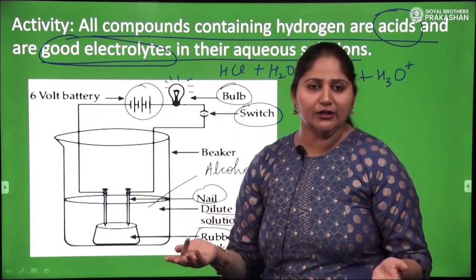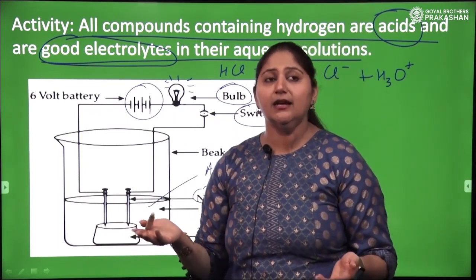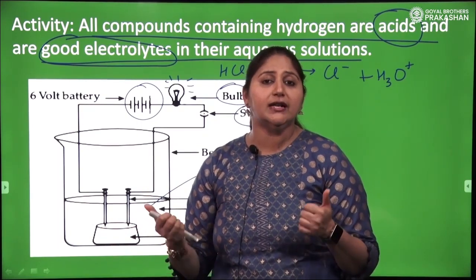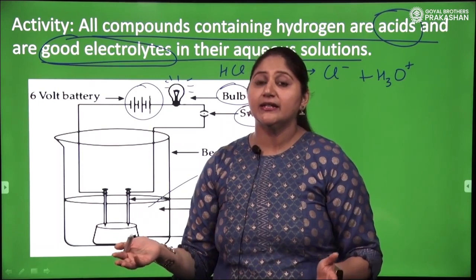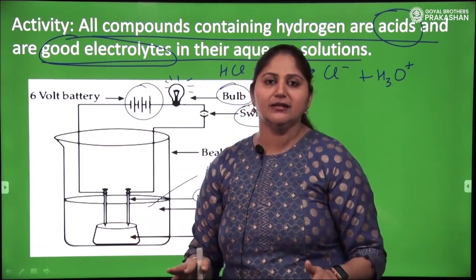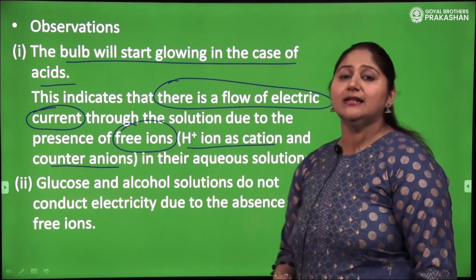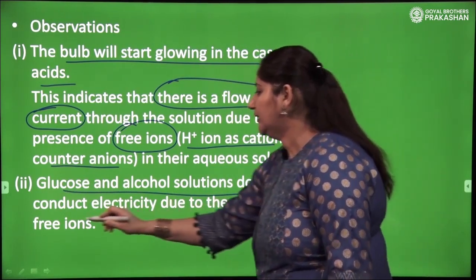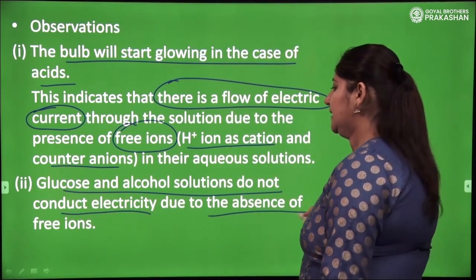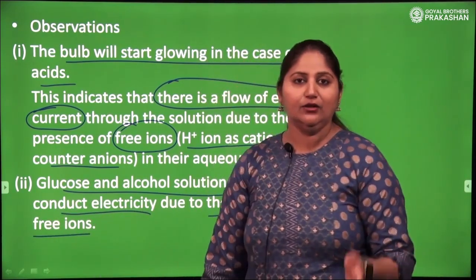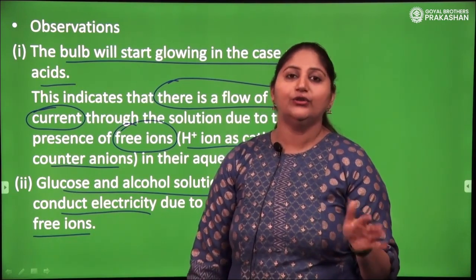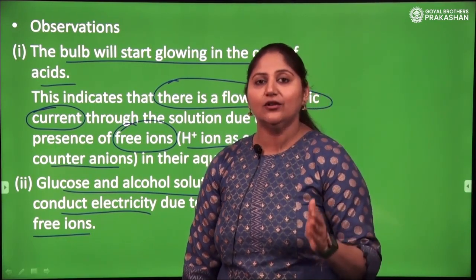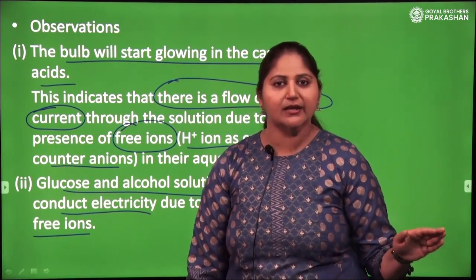But why are they bad electrolytes or poor conductors of electricity? Because they don't contain free ions. So can we say that they don't release H plus ions in water? Yes, they do not release H plus ions in water. Hence, the next observation says glucose and alcohol solutions do not conduct electricity due to the absence of free ions. So, can we say glucose and alcohols are acids or not? No, they are not acids. They do not release any ion when dissolved in water, so they do not release H plus ions as well.